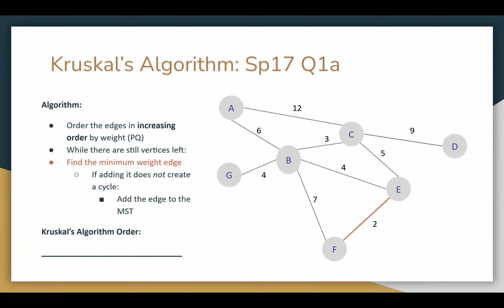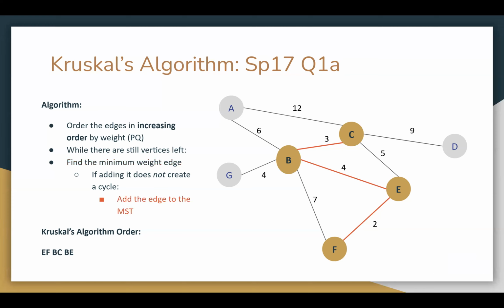Since it doesn't create a cycle, we're going to add that to the MST. So that's the first edge that we add. After that, we're going to find the minimum weight edge again, and that's going to be BC with a weight of 3, and that doesn't create a cycle, so we add it to the MST. We repeat that process, and something to keep in note is that the question asked us to break ties by alphabetical order. So even though BE and BG both have a weight of 4, we're going to include BE first.